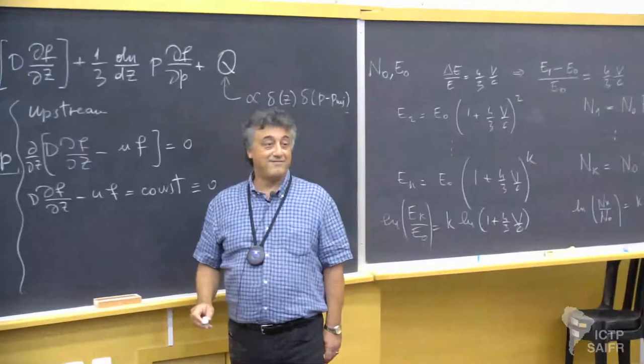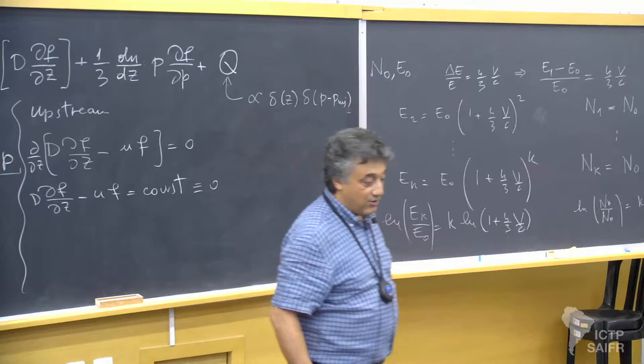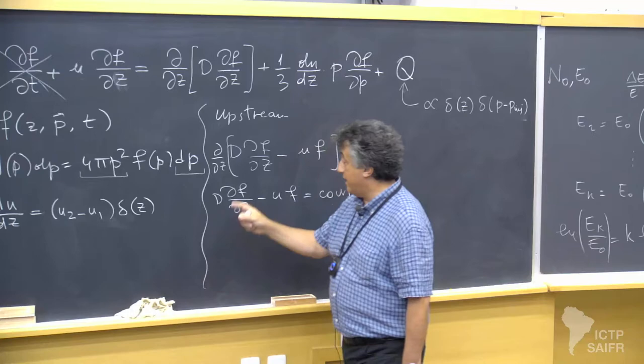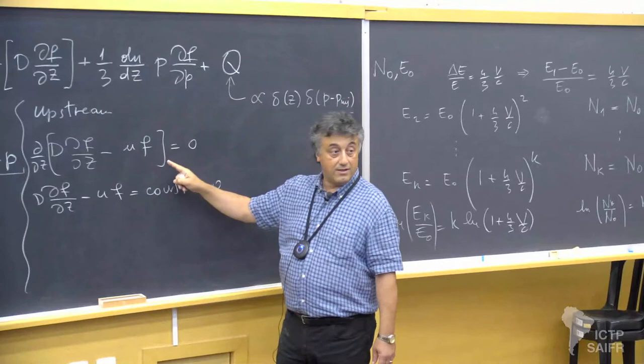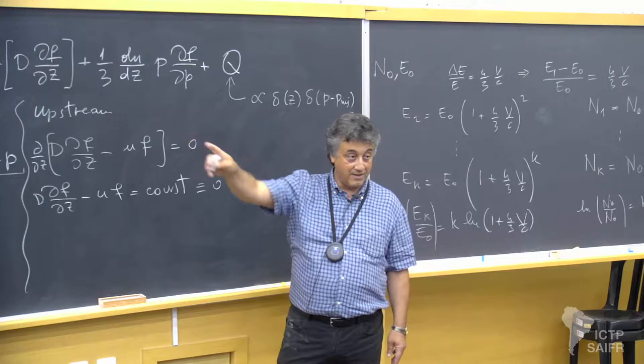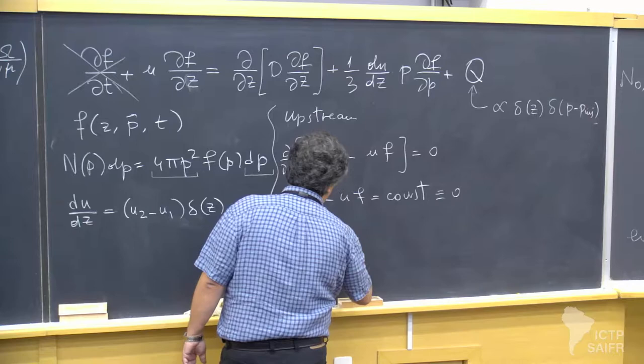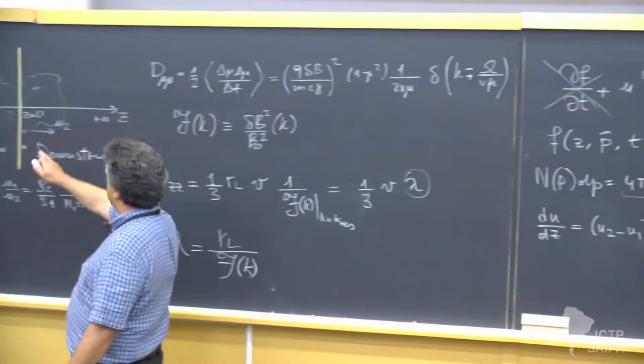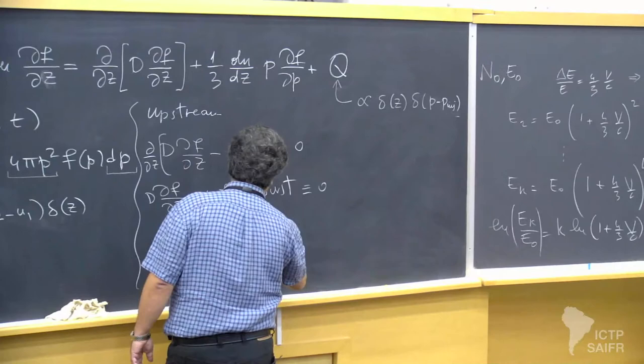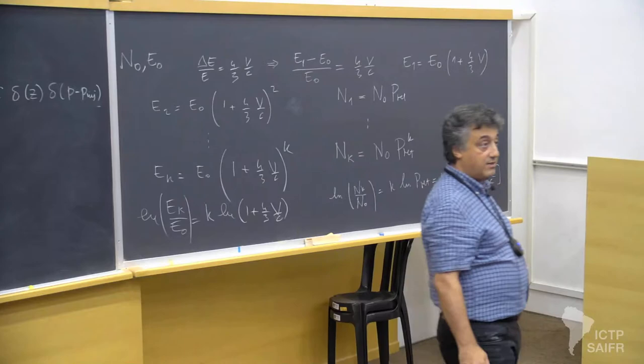If I am sitting in the upstream frame, so z less than zero, this term is not there, this term is not there. I collect these two terms, and I have D df/dz minus u f equals zero, which means that this quantity is constant. What is this constant? Well, I can calculate it wherever I want, so I calculate it at infinity. But at infinity, I have zero both in df/dz and f. Therefore, the quantity must be zero. But this means that at the shock, D df/dz at z equals 0 minus is u1 F0, where F0 is F calculated at z equals 0.